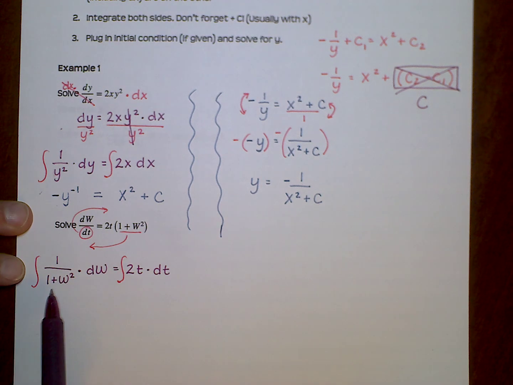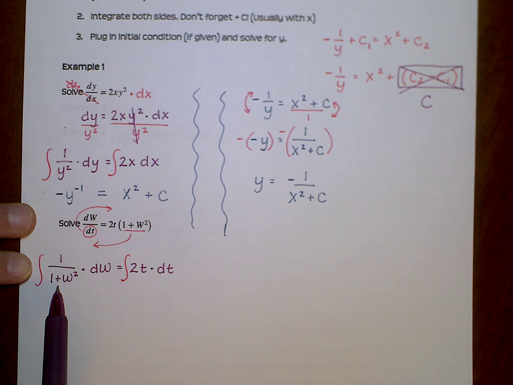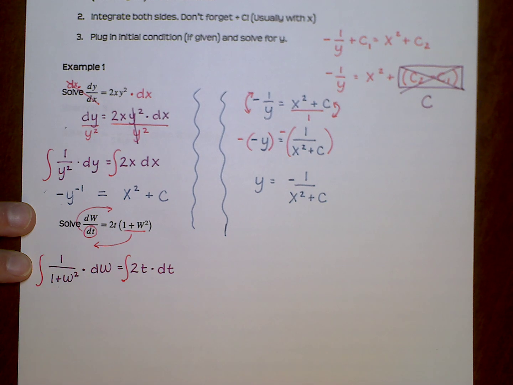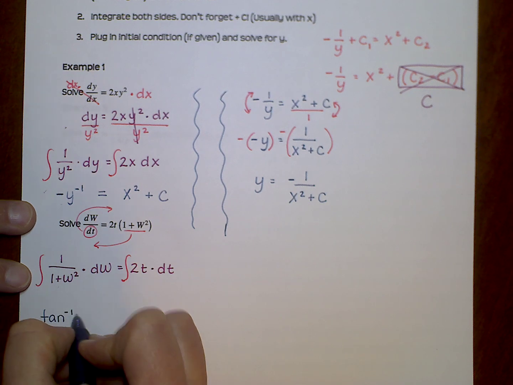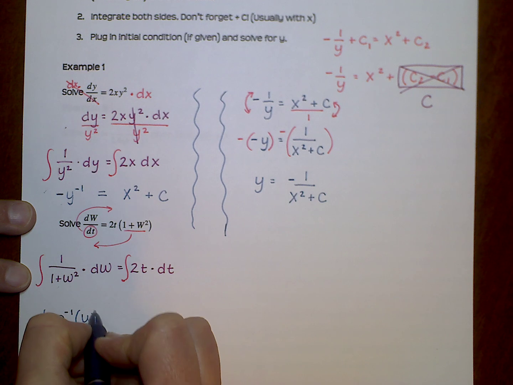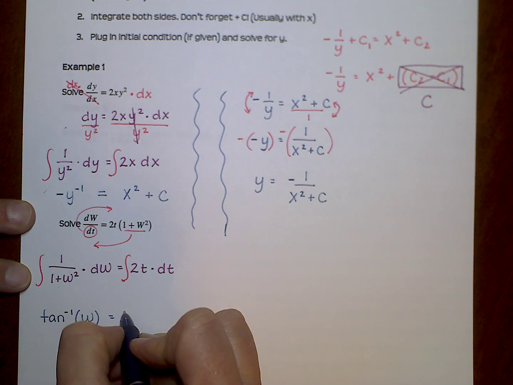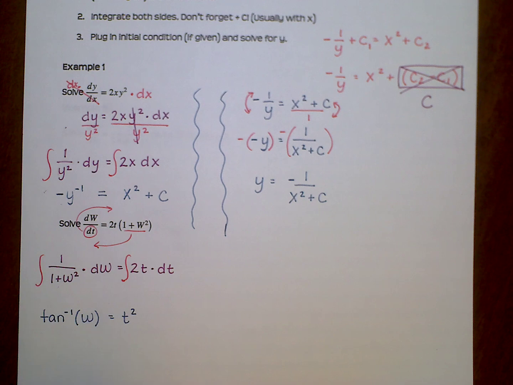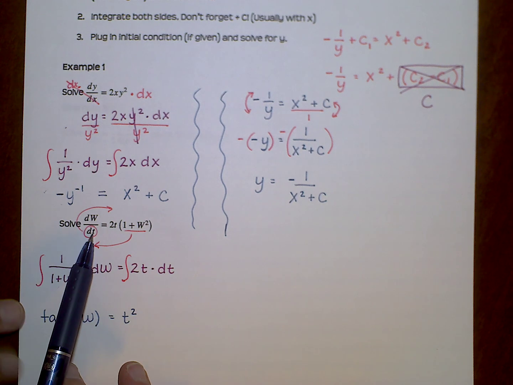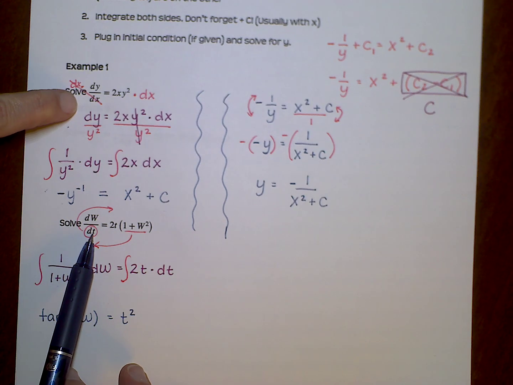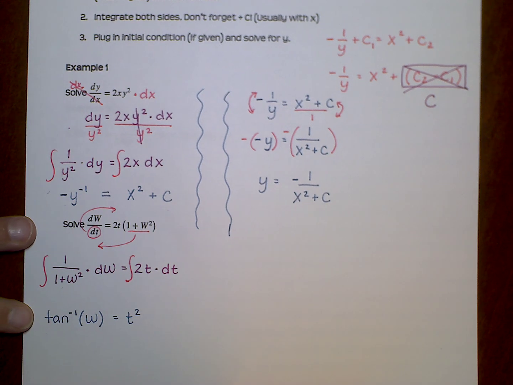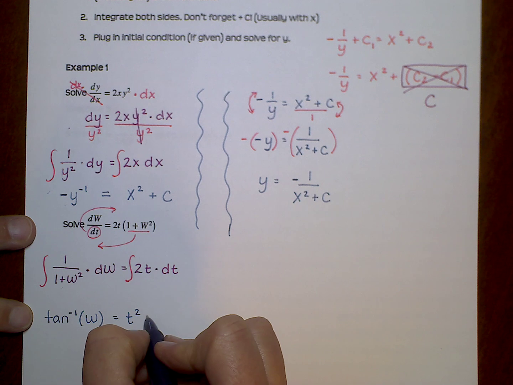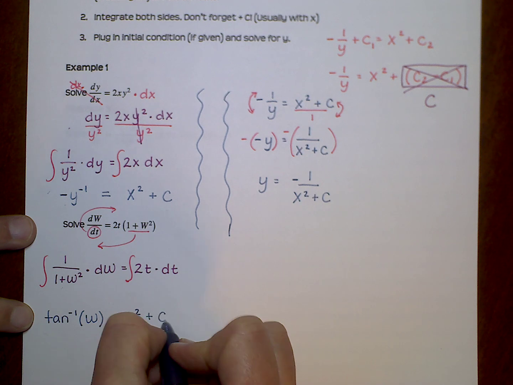Okay, so the question is, what's the integral of this thing? What's the antiderivative of this thing? Hopefully you recognize that as an arctan. That's an arctan of w. And this side is going to become a t squared. In this scenario, with that t on the bottom, just like my x is normally on the bottom, this is my independent variable, so we're going to be solving for w here, like we want a w equals type equation. So I'm going to put my plus c over here.